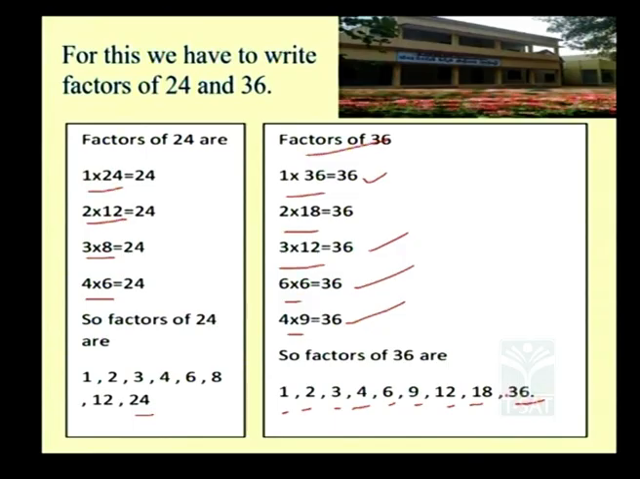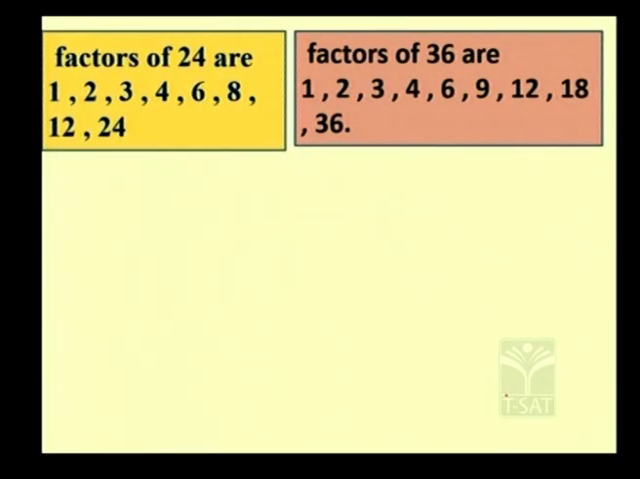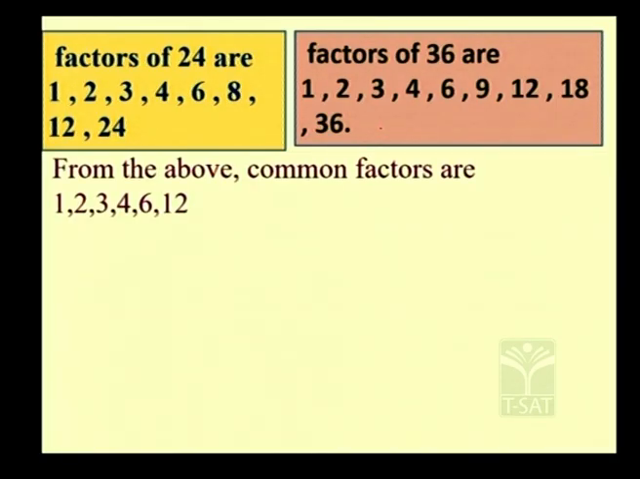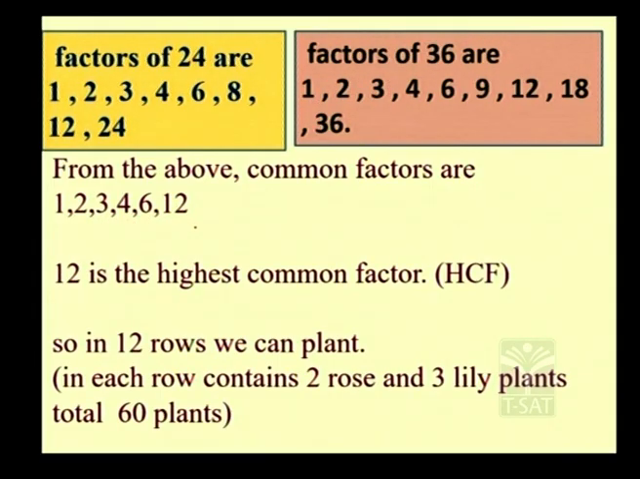And after that what do we have to do? We have to observe the factors of 24 and 36. You are observing clearly. So, 1, 2, 3, 4, 6, 8, 12, 24 are the factors of 24. These are the factors of 36. From the above, the common factors are, see, 1 is here and 1 is here, 2 is here and 2 is here, and 3 is also common, right. Like this, we have to find the common factors. So, we identify 1, 2, 3, 4, 6, 12 as the common factors. Which is the greatest number among the common factors? 12 is the highest common factor here.